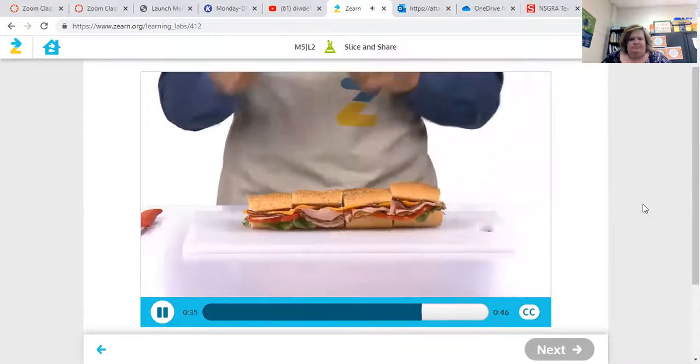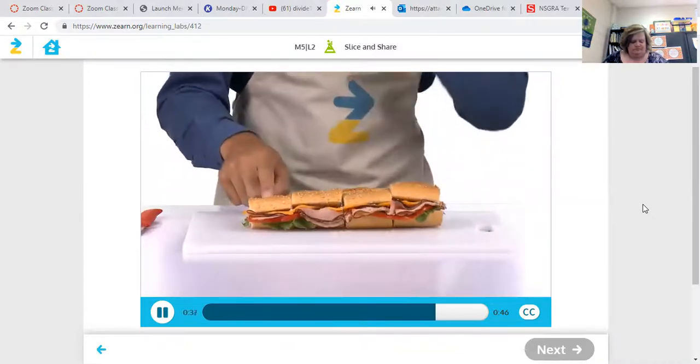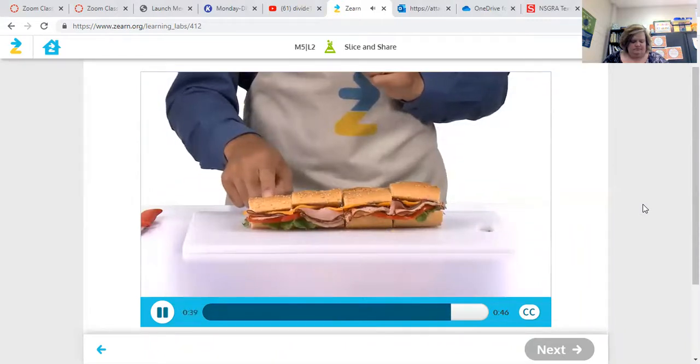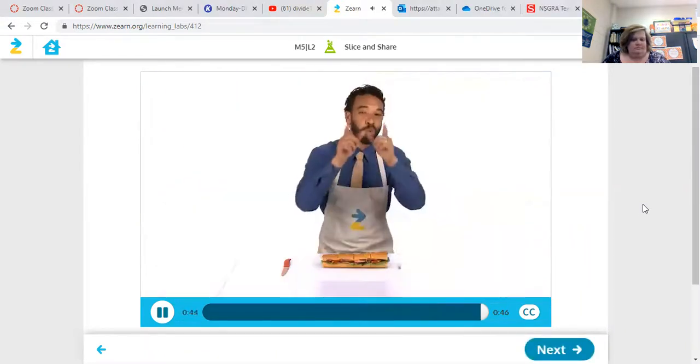Ethan, if I eat 1 piece, how much of the sandwich will I be eating? There are 4 pieces in the whole sandwich, and that's 1 piece. So you would be eating 1/4. Right on.